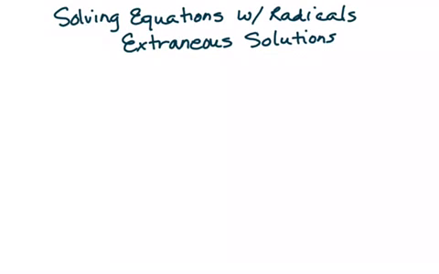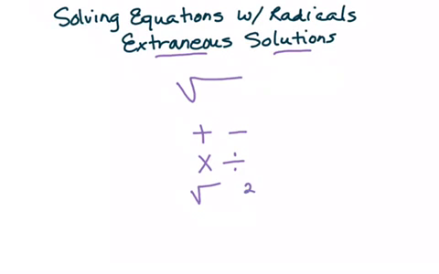In this video, I'm going to be talking to you about solving equations that have radicals in them, radical signs. And also, I'm going to talk about extraneous solutions, but I'll talk about that at the end. So this is a radical sign. Well, you know, when you're doing equations, to get rid of a plus, you do minus. To get rid of multiplication, you do division.